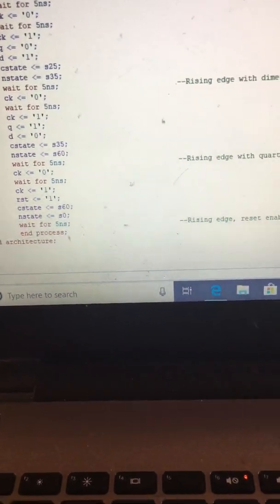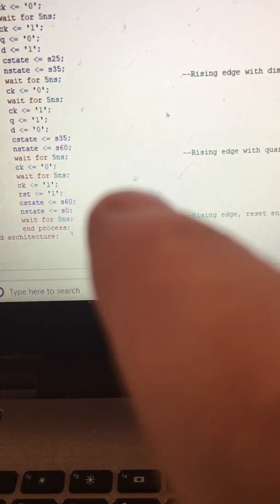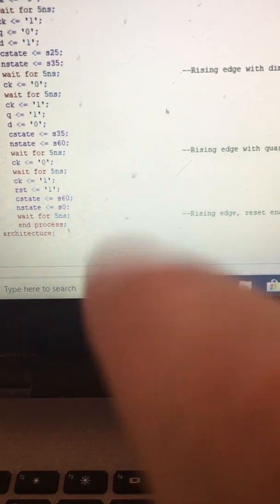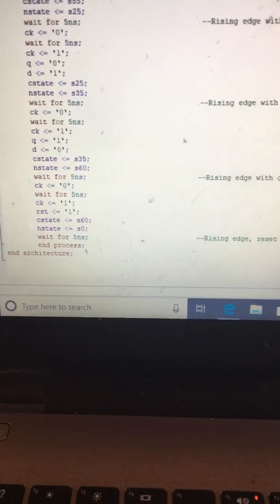And the output is 1, 1, which means an item is being vended and change is being given. Reset is enabled, so the next state is state 0. And that ends the test bench.